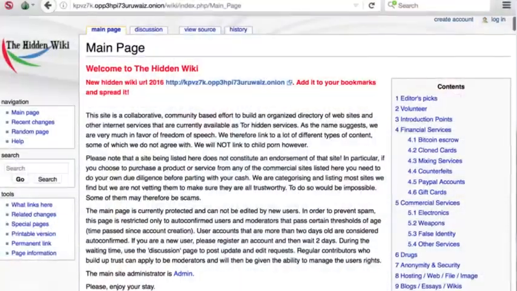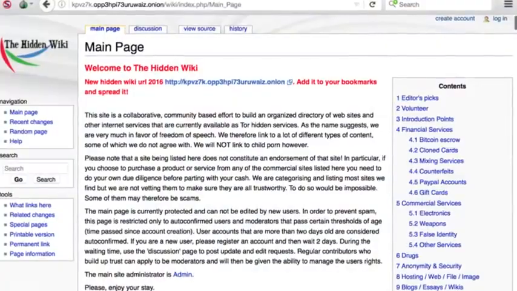On the dark web, there's also a hidden Wikipedia. This contains Wikipedia articles that are immune from censorship.